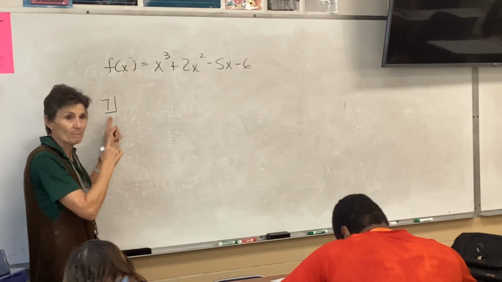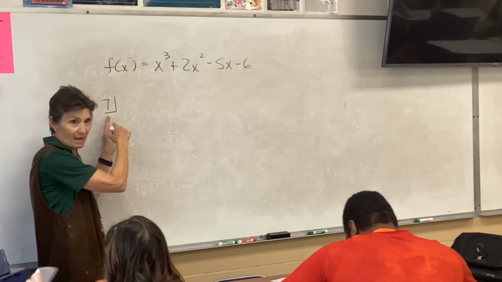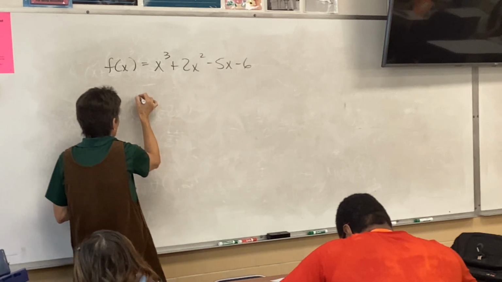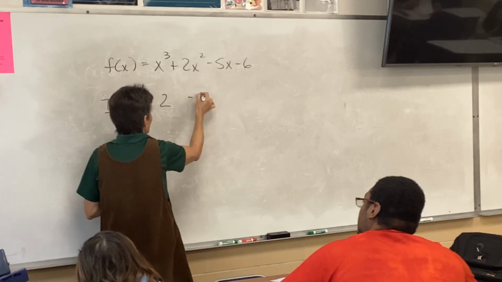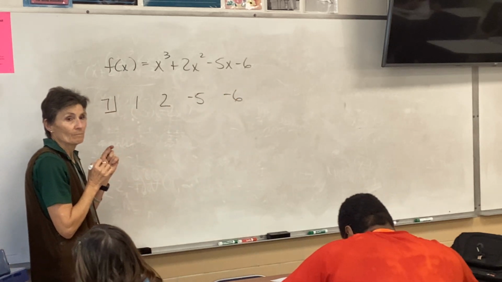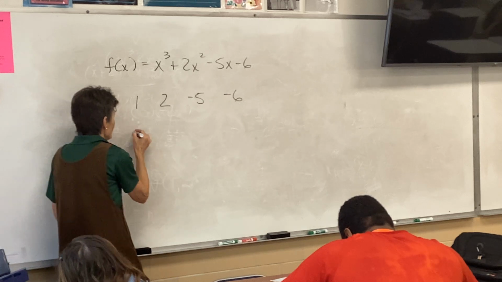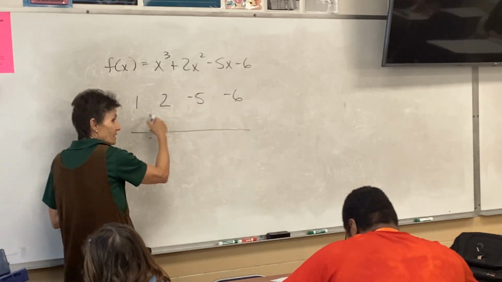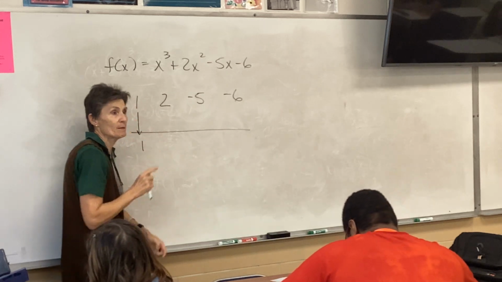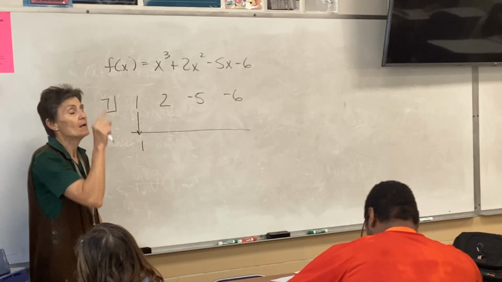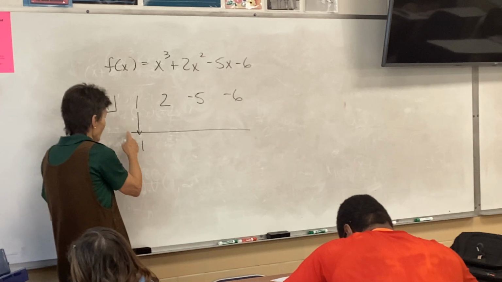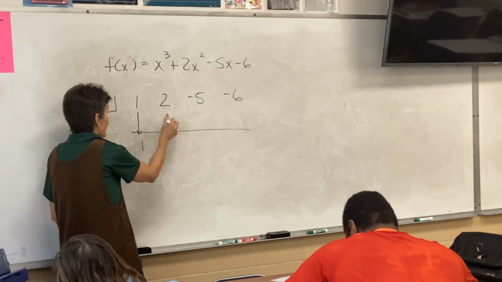So remember how we put our number we're dividing by out here in the box. And then I'm going to write down all my coefficients. So 1, 2, negative 5, negative 6. Right? And then I'm going to draw a line, leaving some space in here. And I'm going to drop this first number. Now it happens to be a 1. It could be anything. I'm going to drop it straight down. Okay? And then I'm going to multiply 7 times 1 and put the answer here.